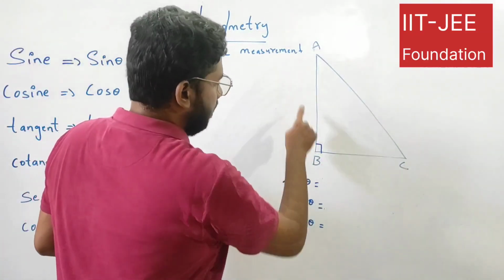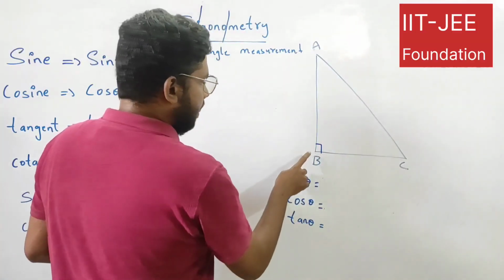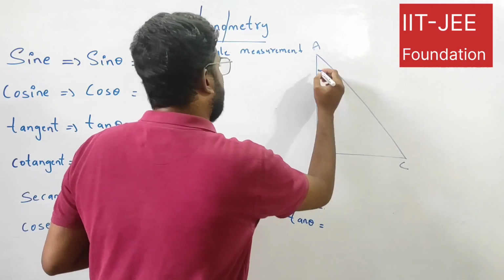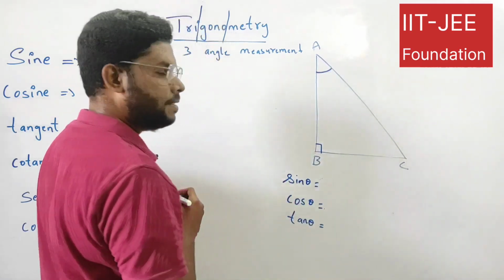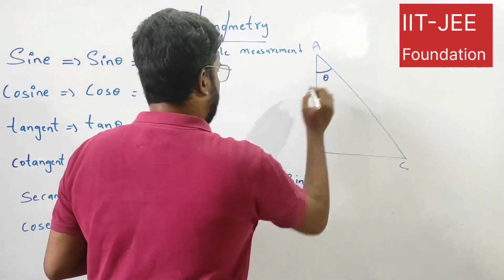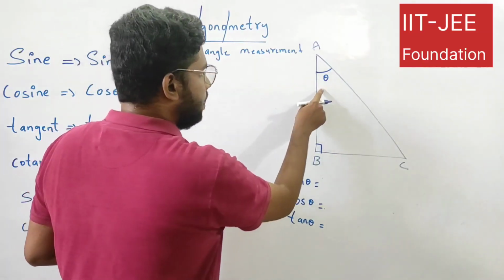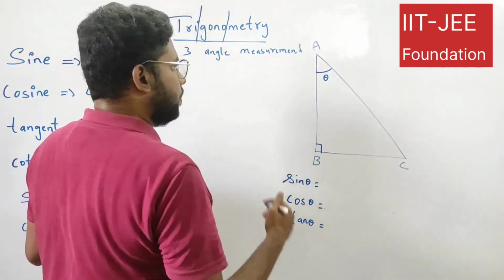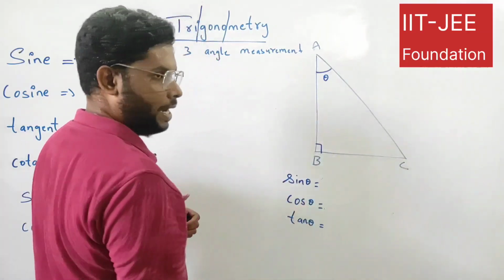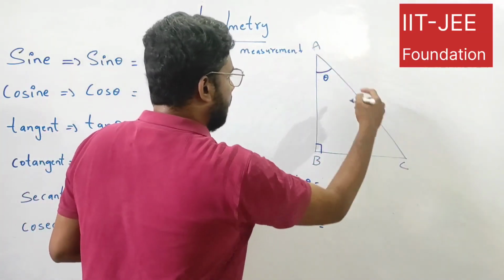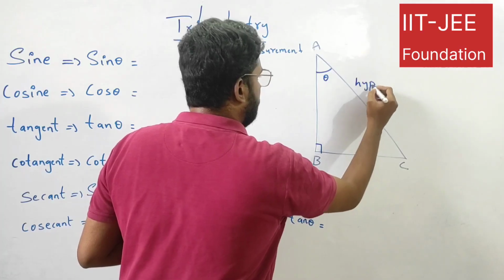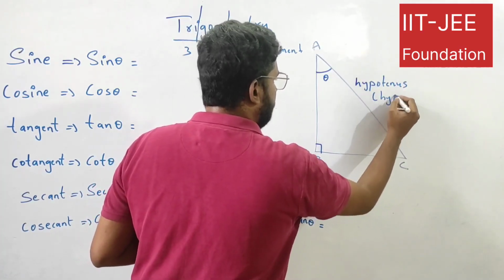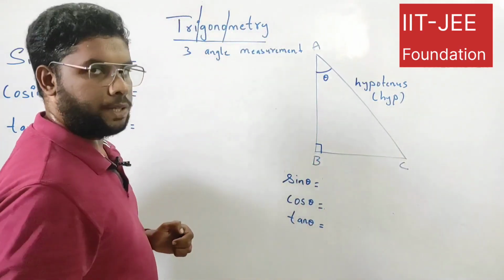So now focus here. This is our right angle triangle, right angle at B. Okay, for an example, I consider this angle to be theta, the angle made at A. So now first we will name the sides of the triangle. This side is always considered to be the hypotenuse. Hypotenuse, in short form we will write HYP.